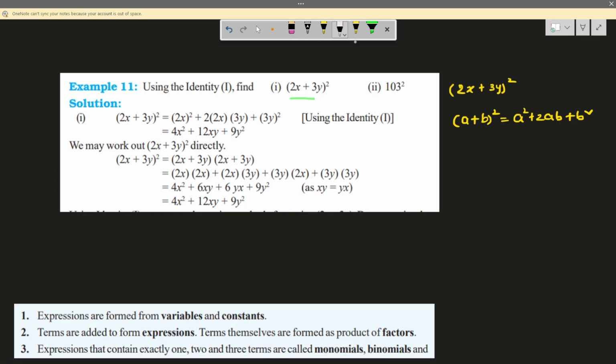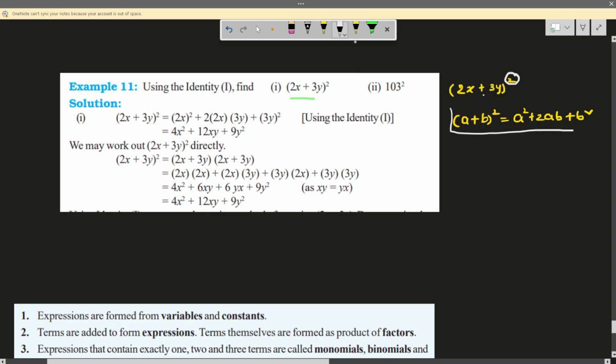Whenever you see an expression like 2x plus 3y whole square, in a whole square we have only 2 identities. One is a plus b whole square and one is a minus b whole square. And since it has a plus symbol, we must remember this formula a plus b whole square, which is given by a square plus 2ab plus b square. Now in place of a we have 2x, and in place of b we have 3y. Now just expand according to the formula. Just put 2x and 3y in place of a and b, that's enough.